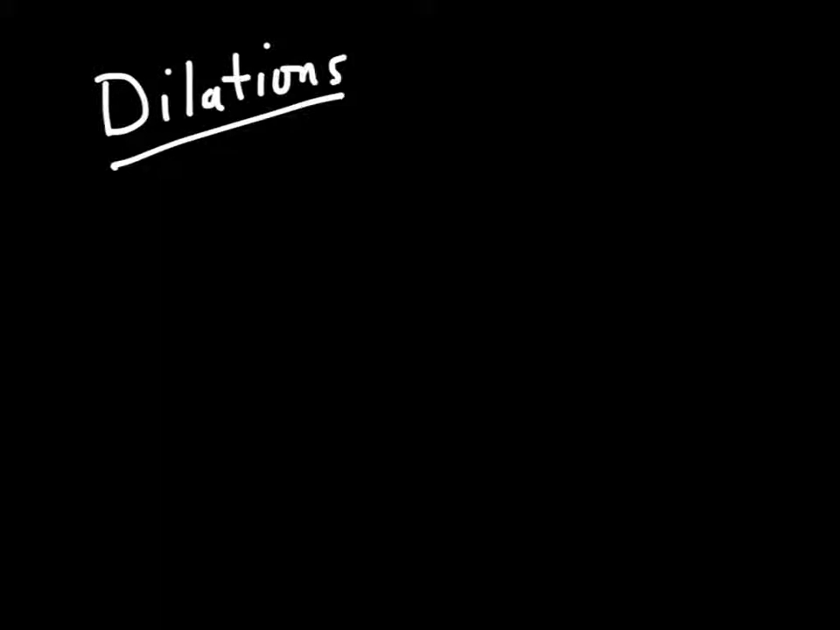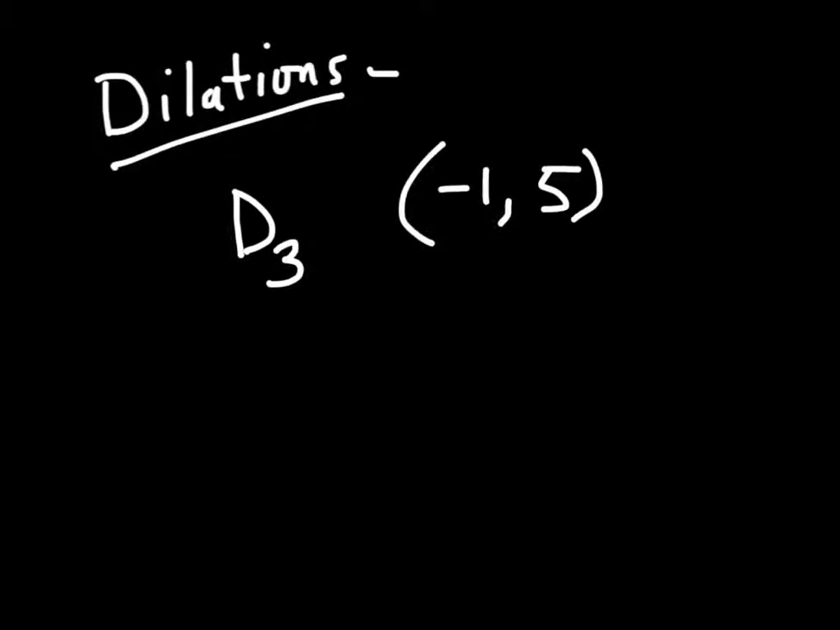Dilations. Dilations are reducing or enlarging the shape, and a dilation is the easiest one to do. If I did a dilation of 3 and I started with the point -1, 5, the image would turn into -3, +15. Sometimes they'll give you a before and after.